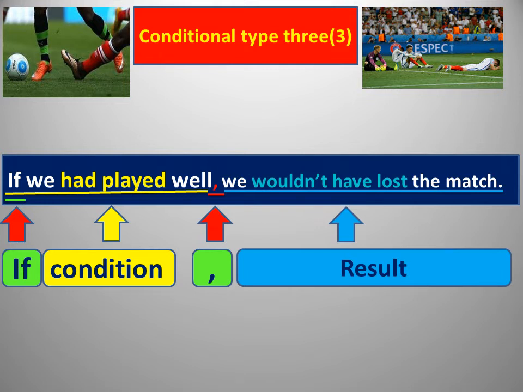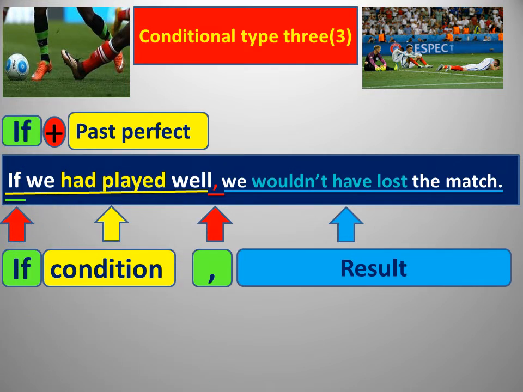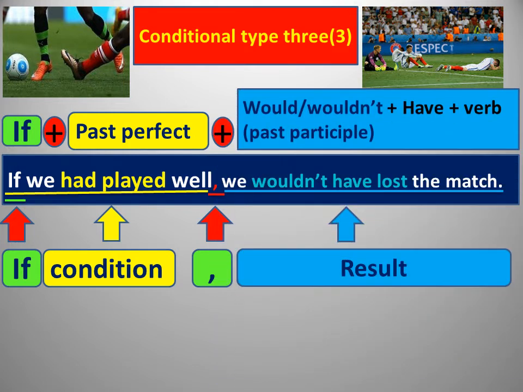What is the form of conditional type 3? So we have if plus past perfect, which is had played here in this example, had plus the past participle of the verb play, plus would or wouldn't, affirmative or negative, plus have, plus a verb in the past participle. Okay?